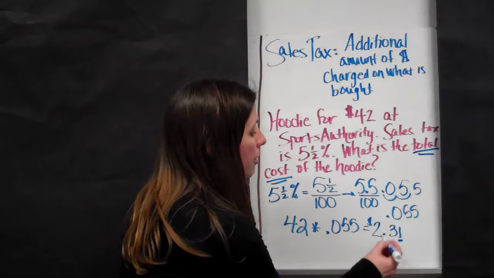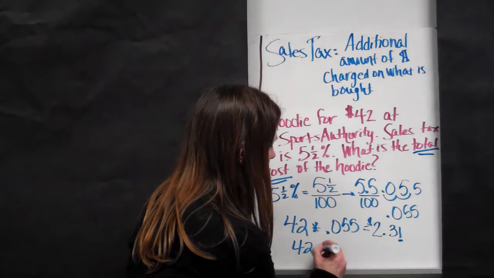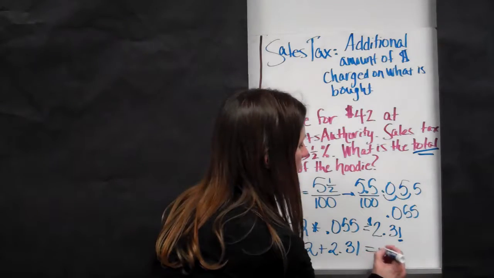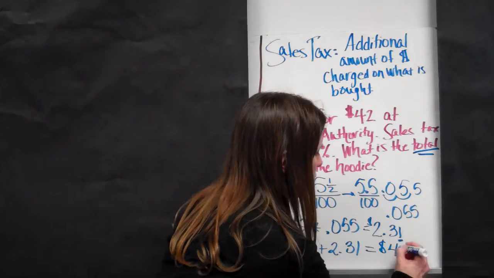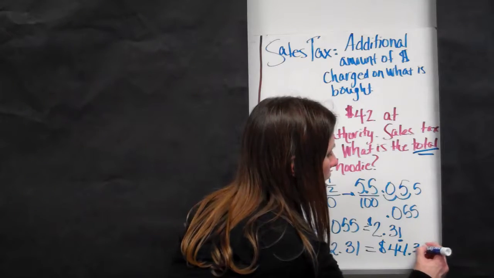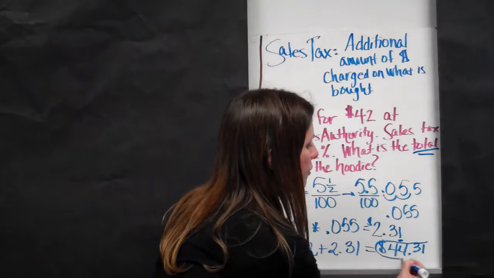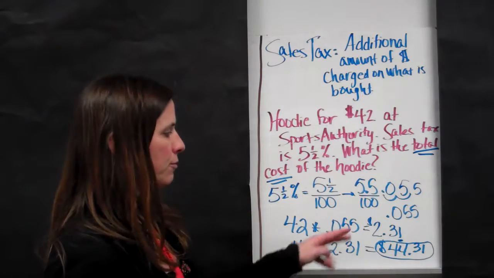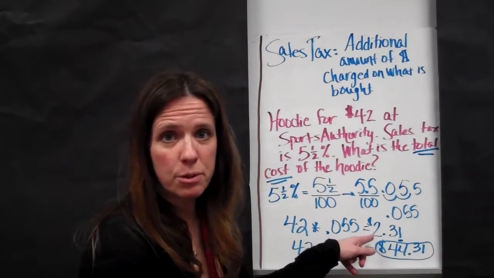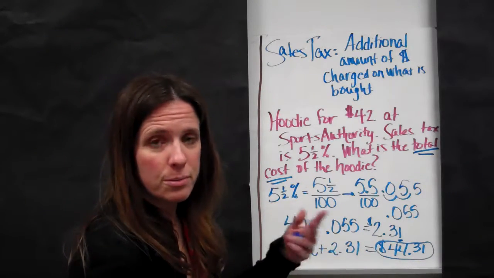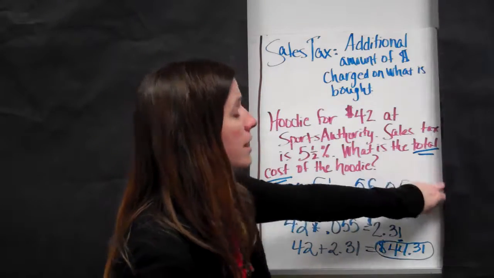Okay, now you're going to take that tax and add it to what the hoodie costs, which is $42, and your grand total then is $44.31. So we're going a step further than we have in previous problems where we've just found the part. This would be considered the part, and now we're going to add that to what was our whole to make our new total. That's for sales tax.